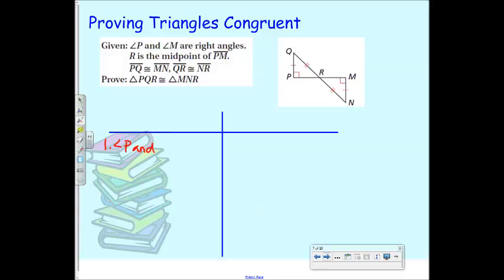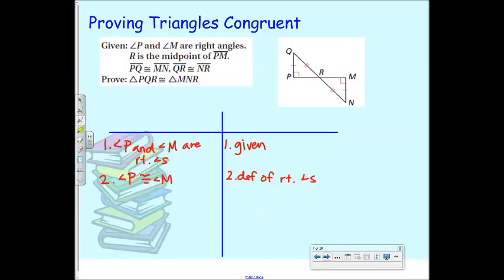Since it tells me that those are right angles, what else could I say about them? If I know they're right angles, I know that they're 90, and if they're both 90, then that means that they're congruent. So I'm going to say right now, angle P is congruent to angle M, and that's based on the definition of right angles, because they both must be 90, like Chelsea told us, which means that they have to be congruent to each other.